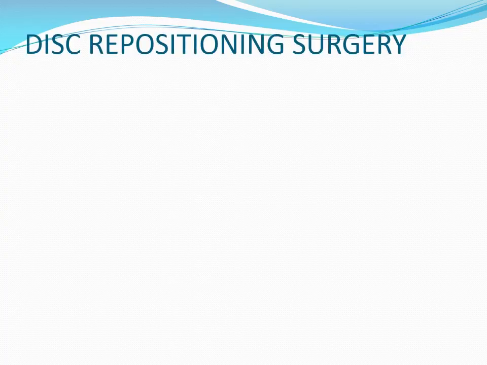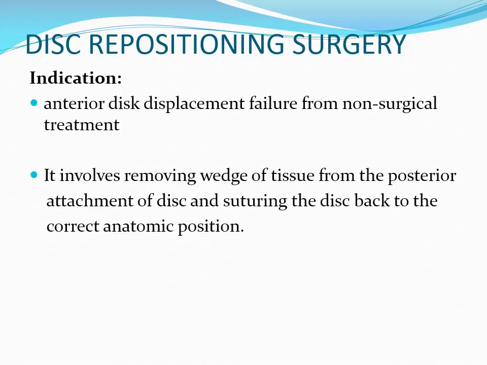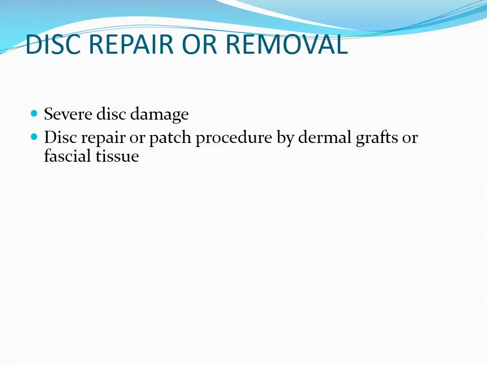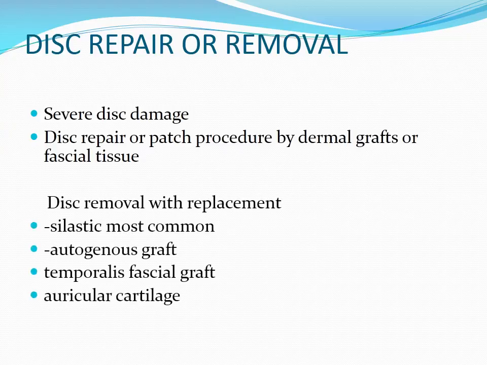Disc repositioning surgery is indicated in anterior disc displacement with failure of non-surgical treatment. That is when non-surgical procedures have been used with no effect. Then you can do a surgical procedure, which involves removing a wedge of tissue from the posterior attachment of the disc, and then suturing it back to the correct position. Severe disc damage is also an indication. Disc repair or patch procedure by dermal graft or facial tissue.